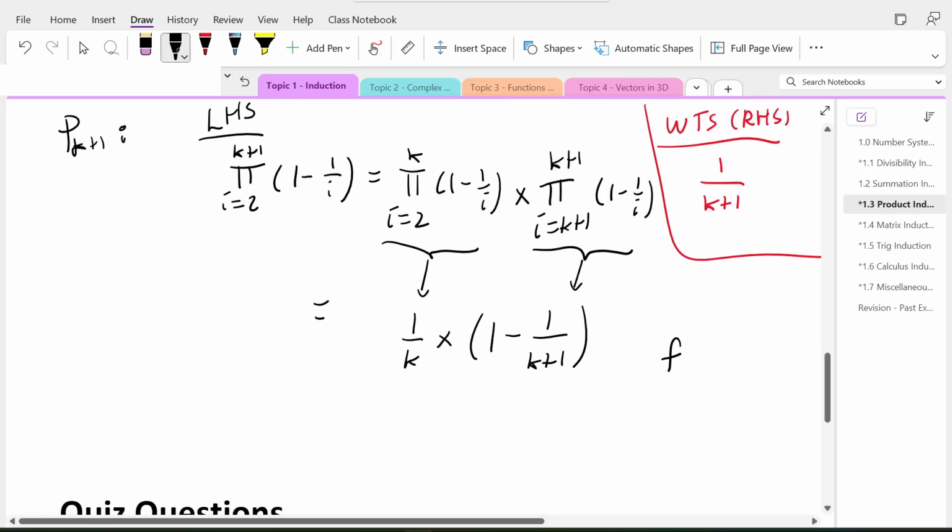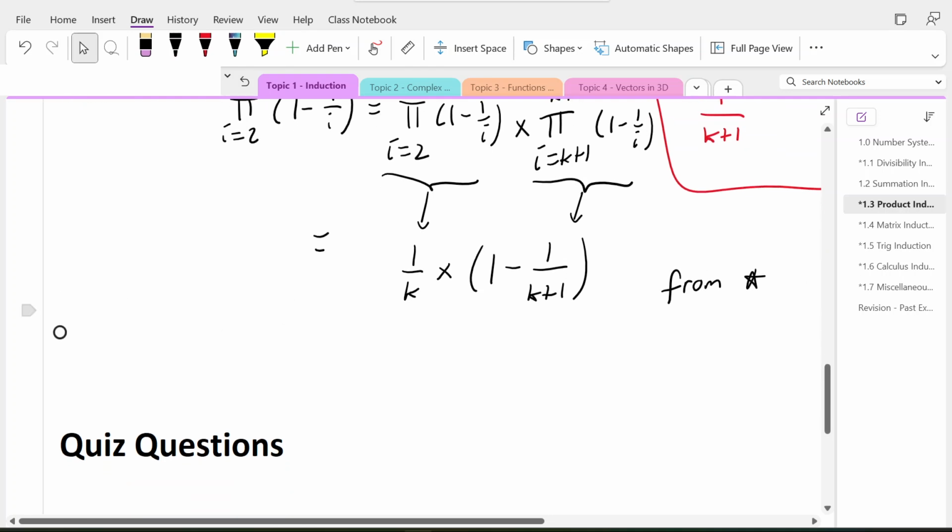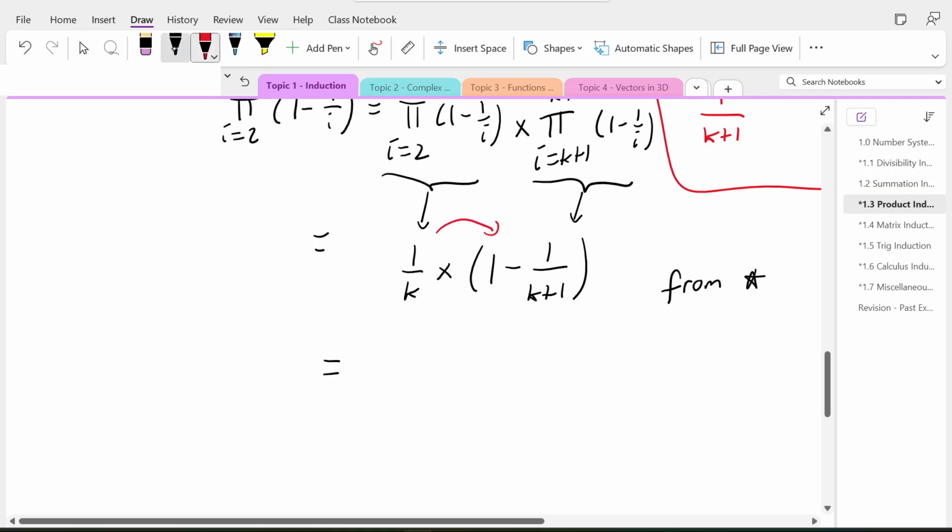All right, and then we're going to say from star. So this just becomes, if we FOIL it in, that first term is 1 over k, and then that last term is 1 over k bracket k plus 1.